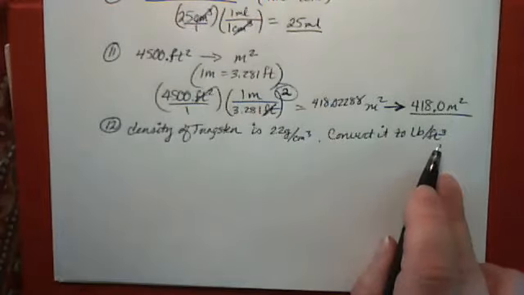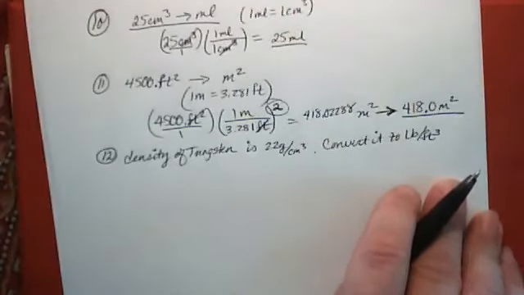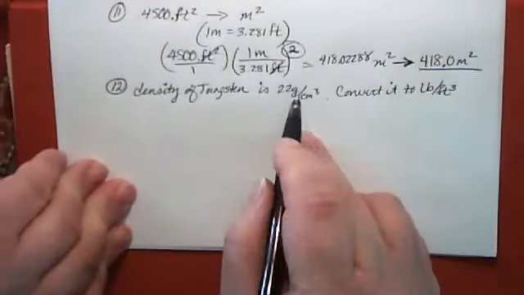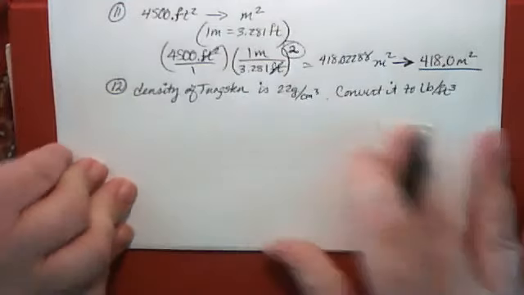This is going to be a challenging conversion because, no, there are no conversion factors on the conversion factor sheet for density. So we're going to have to convert the top unit and the bottom unit separately.